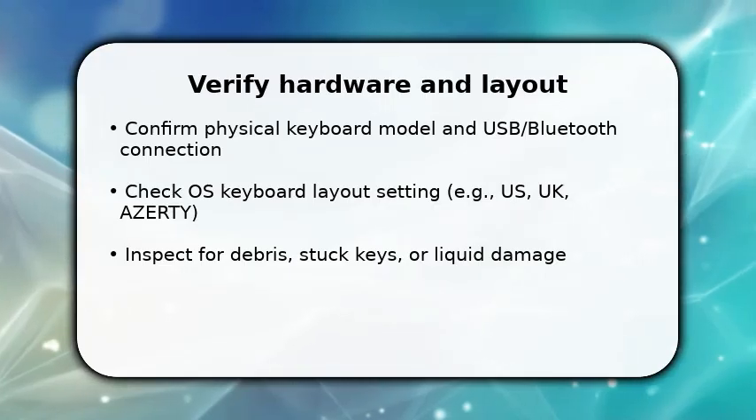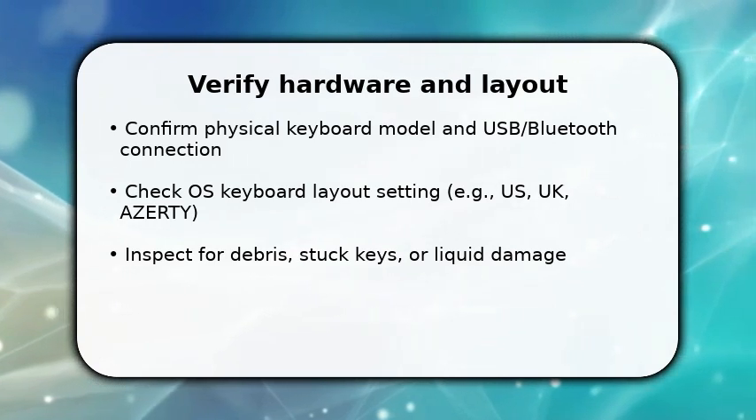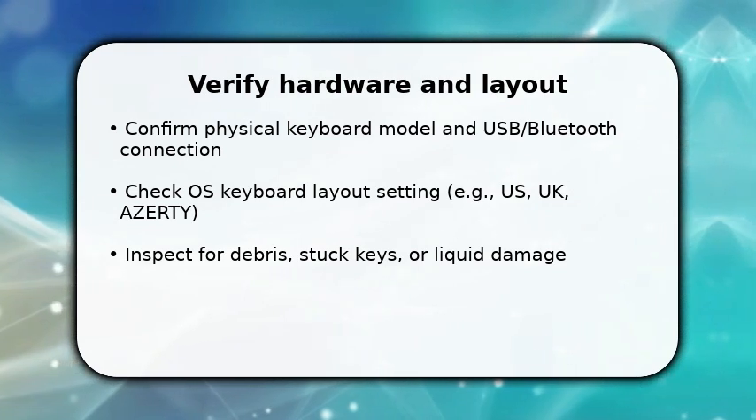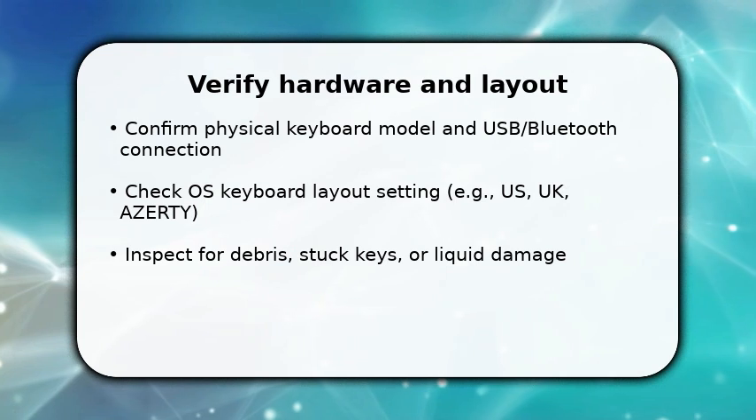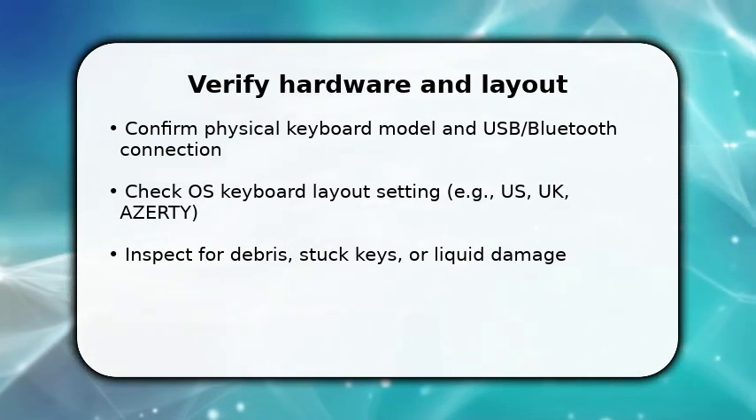You start by confirming the physical and software basics so you fix root causes quickly. First, unplug and replug or toggle Bluetooth to rule out transient connection errors. Once done, make sure your operating system layout matches the hardware layout because mismatches cause swapped characters.